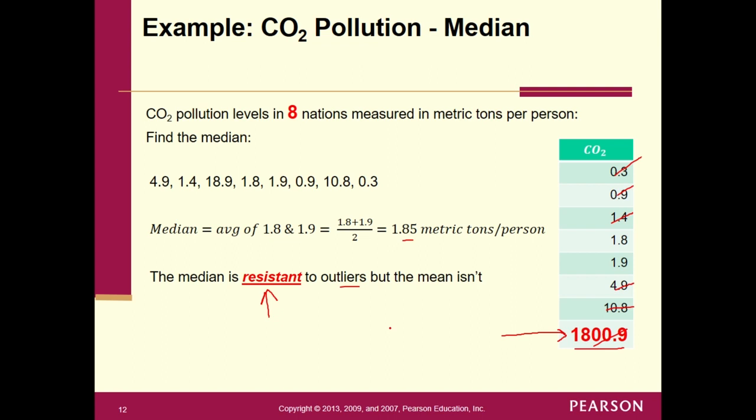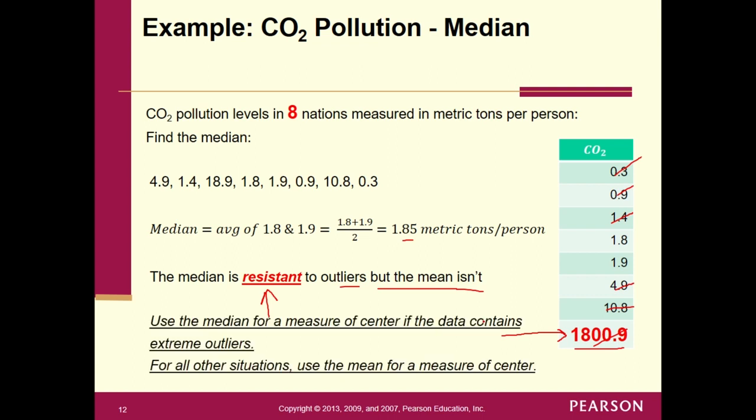However, what would happen to the mean? The mean isn't resistant to outliers. What would happen to the mean? In this situation, the mean would be a lot higher. It wouldn't be anywhere near 1.85. It would be extremely affected by this value right here and make it a lot larger. So the median is resistant to outliers, but the mean isn't.